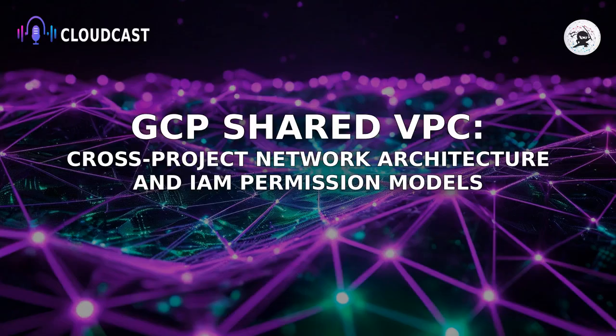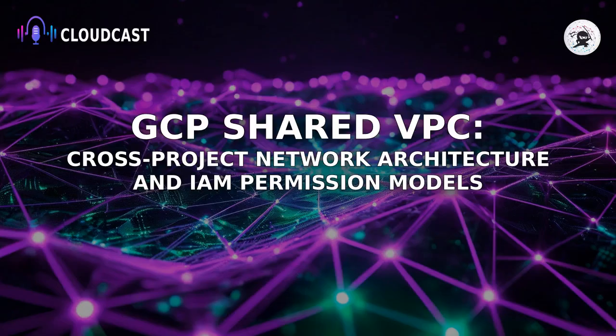So shared VPC solves this by letting multiple projects use the same network? Exactly. Think of it like a corporate office building. The building management, that's your host project, owns all the infrastructure, the electrical systems, plumbing, HVAC, and network cabling. The tenant companies, those are your service projects, just move in and use the infrastructure. They don't need to build their own plumbing. They just connect to what's already there. One important thing to know up front, a project can only be a host project or a service project, never both. And there's a default quota of 1,000 service projects per host project, so plan accordingly for large organizations.